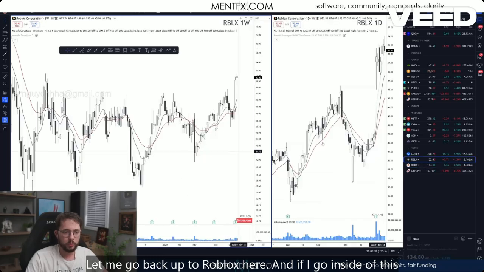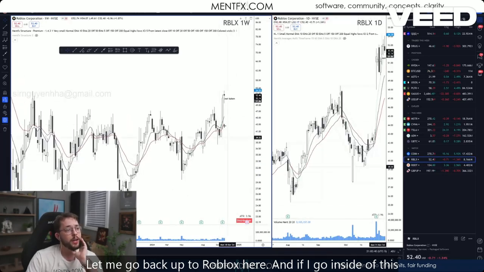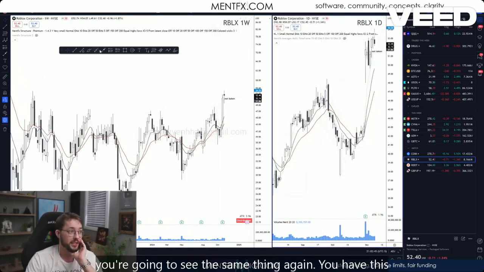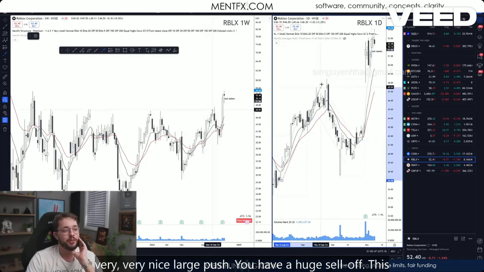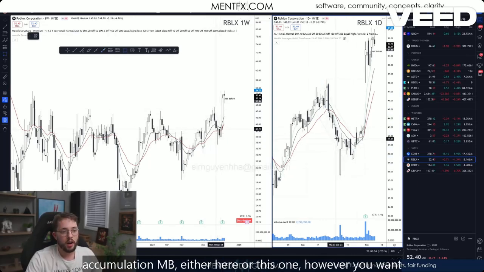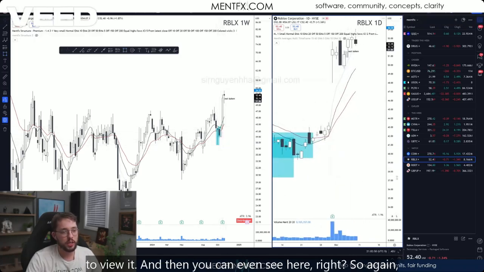Let me go back up to Roblox here. If I go inside of this momentum MB on the lower time frame, what do you see? You're going to see the same thing again. You have this very nice large push. You have a huge sell-off. This is a flush out. That flush out led to the creation of an accumulation MB, either here or this one, however you want to view it.